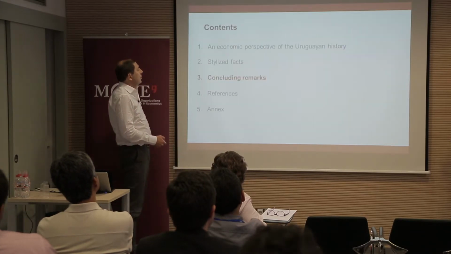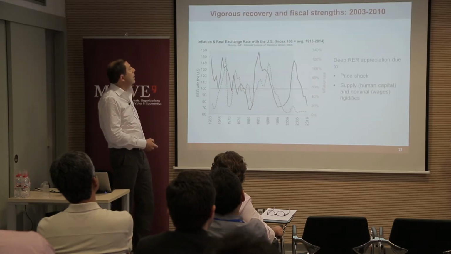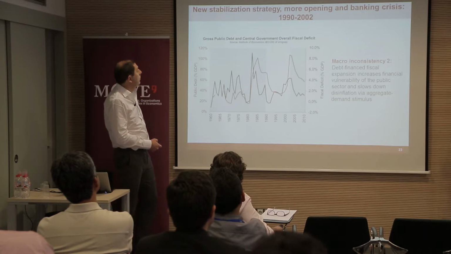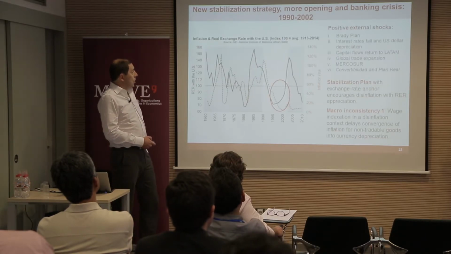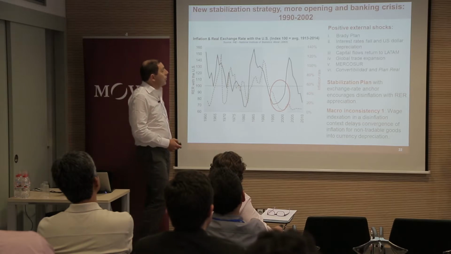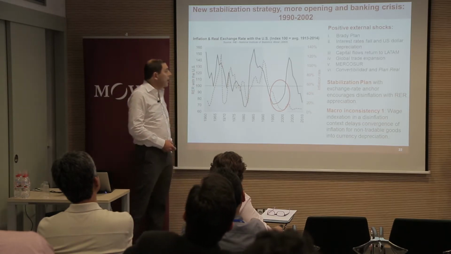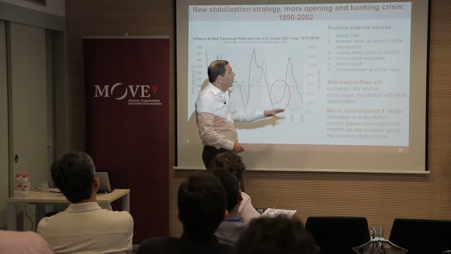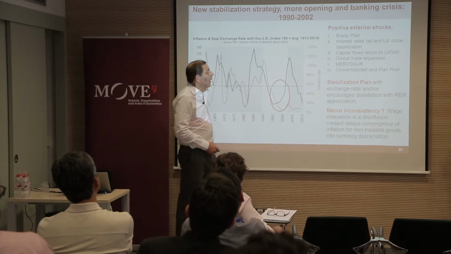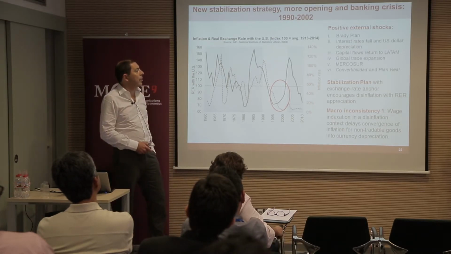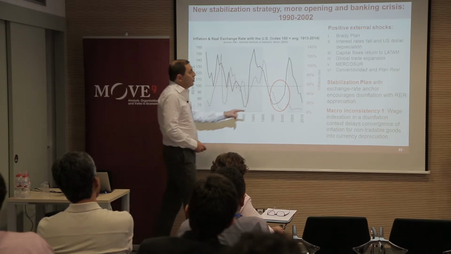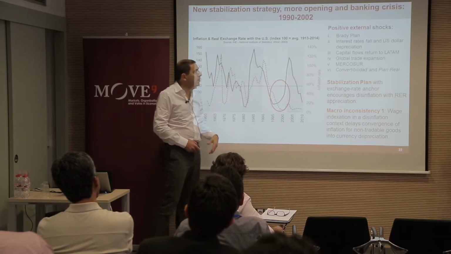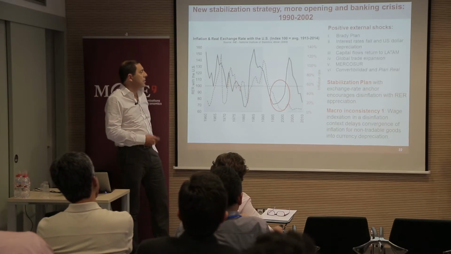So let me show you the picture of the 90s. That happens during the 90s. This is the objective that the government started with. And the government also had a very important external shock, related with the plan de convertibilidad, el plan real, the creation of Mercosur, the global trade expansion, etc.